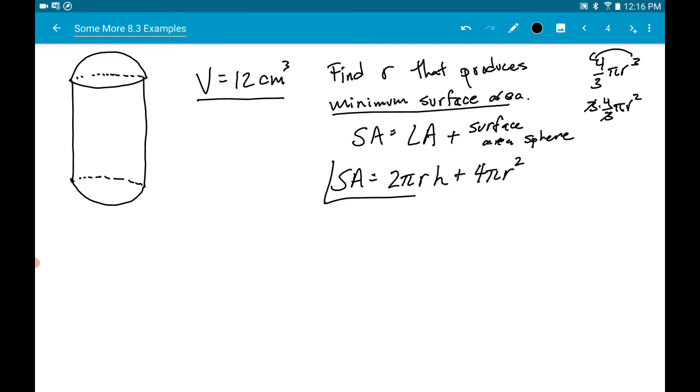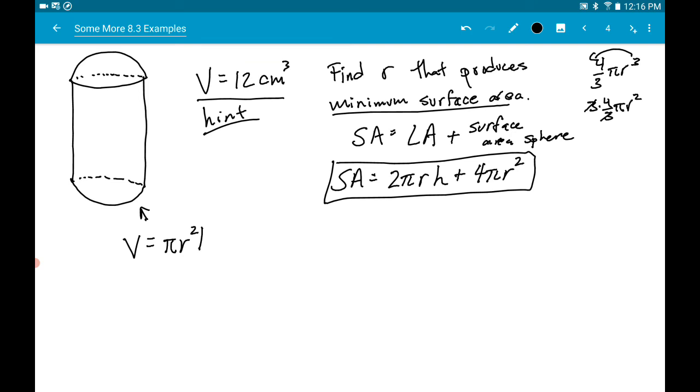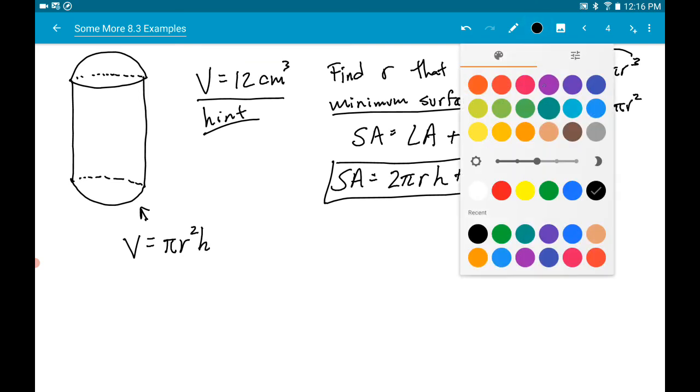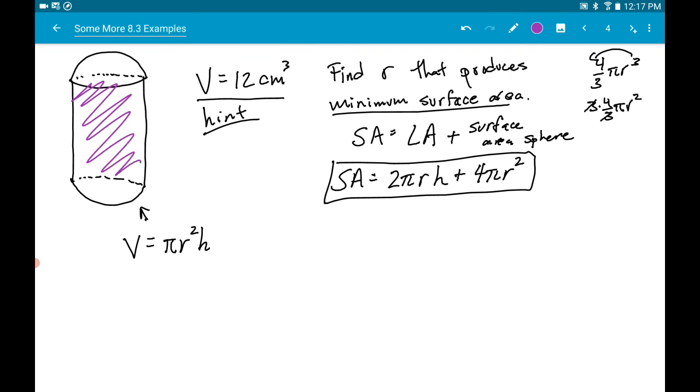So I need to minimize this guy. Whoop. But I have too many variables. I have an r and an h. So that's where the hint comes in. So what is the volume of this pill shape? Well, the volume is going to be the volume of a cylinder. So that would be this guy. And then we have to add in the volume of a sphere. And we know that this volume has to be 12.